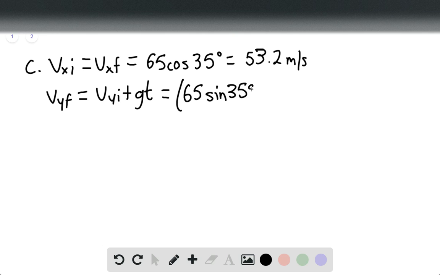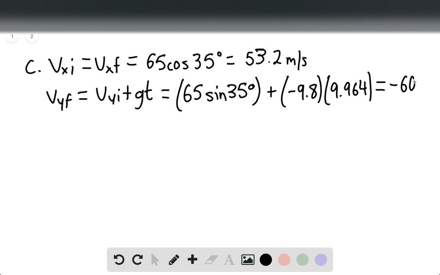Our Vy final will equal our Vy initial plus gt, so this will equal 65 sine of 35 degrees plus negative 9.8 times our time of 9.964, and we are getting negative 60.4 meters per second.